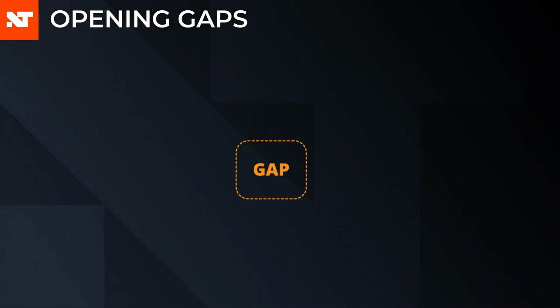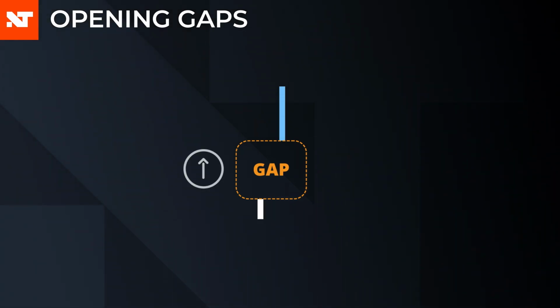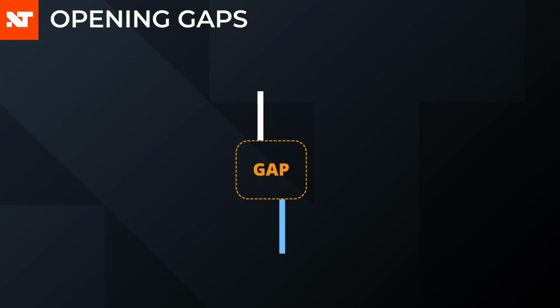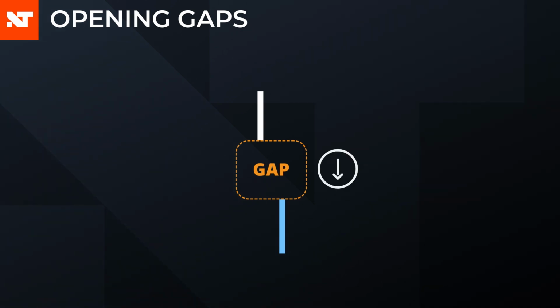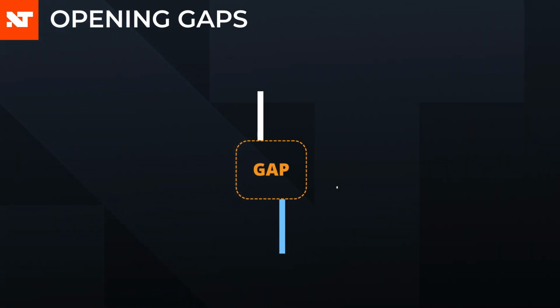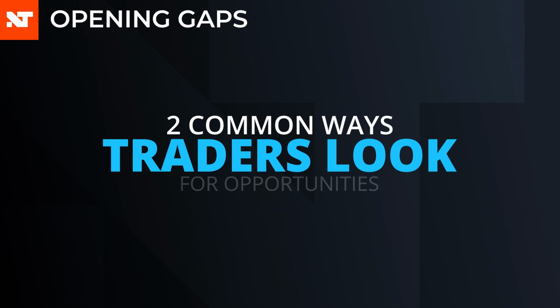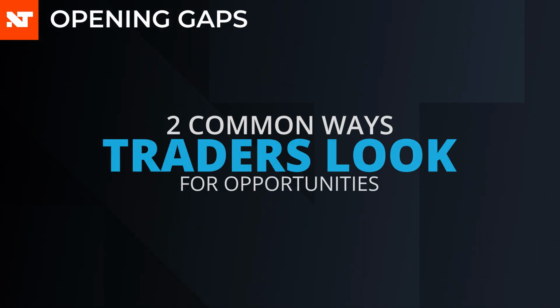A gap pattern requires the low of the current bar to be above the high of the previous bar, gap up, or conversely, the high of the current bar to be below the low of the previous bar, gap down. Some traders also consider gaps based on the proximity of opening and closing prices. There are two common ways traders look for opportunities in opening gaps.